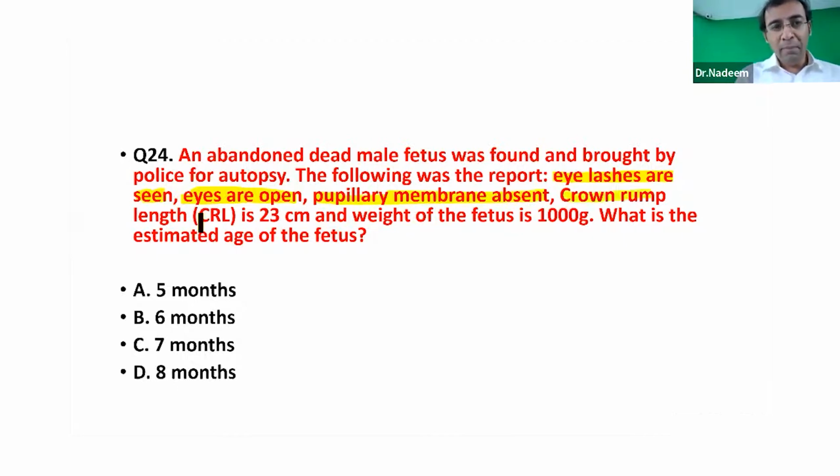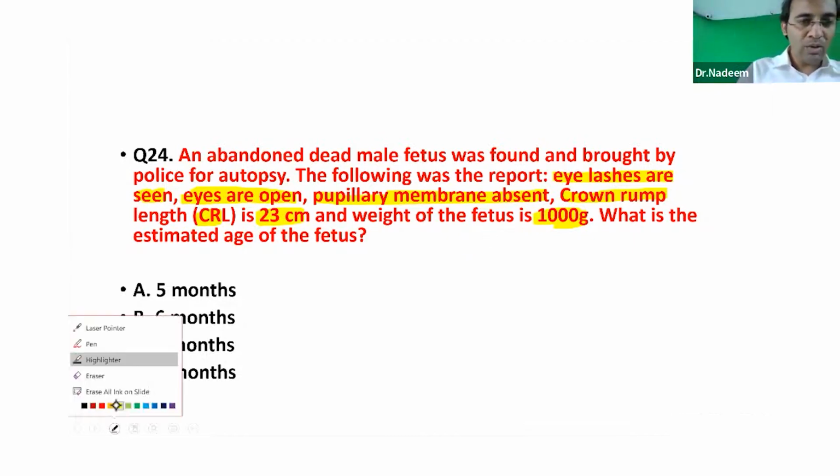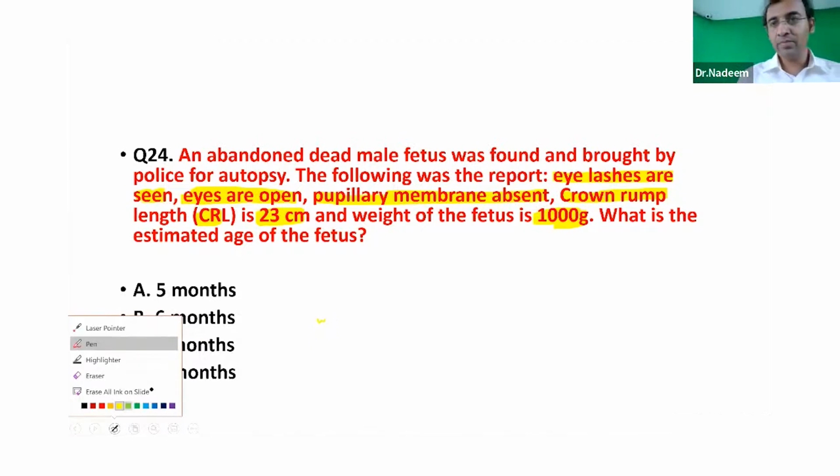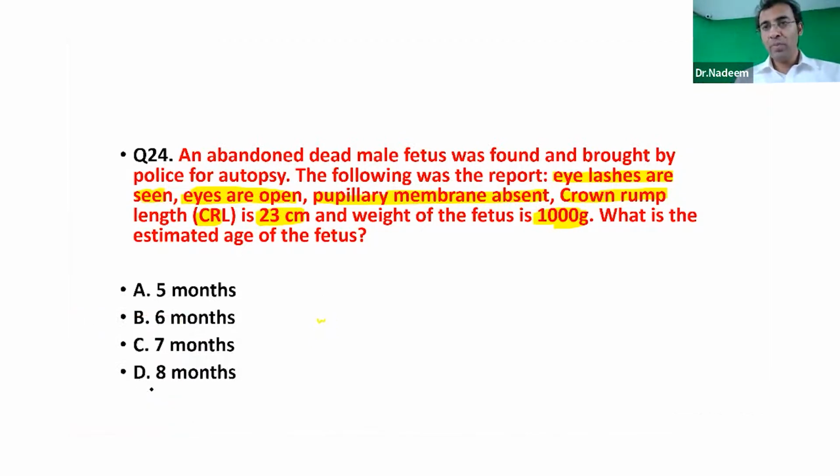Crown rump length is 23 centimeter. Weight around 1000 grams. What is the estimated age of the fetus? As we have learned, most of you can make a mistake here, but please understand. We are going to understand in a proper manner. One is called the rule of Morrison, and one is called a what?